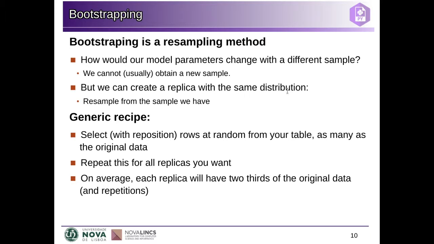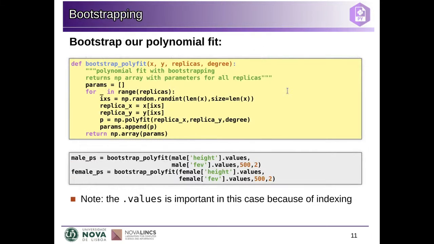So this is the generic recipe for bootstrapping. You create replicas of your data by sampling with replacement from the original data and creating replicas of the same size. They will not have the same points because some points will be duplicated and others will be missing, but you have replicas of the same size and the same distribution of values. And now we can use those replicas to try to get statistics on the parameters of our model.